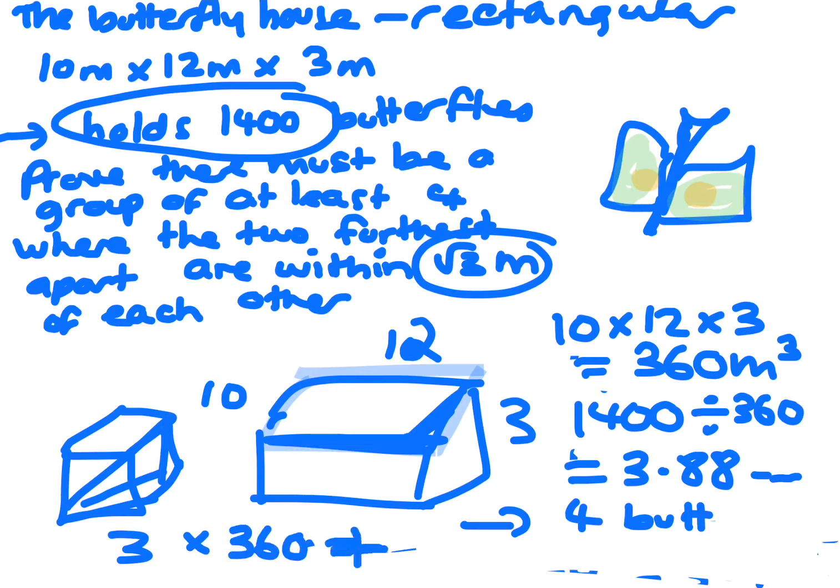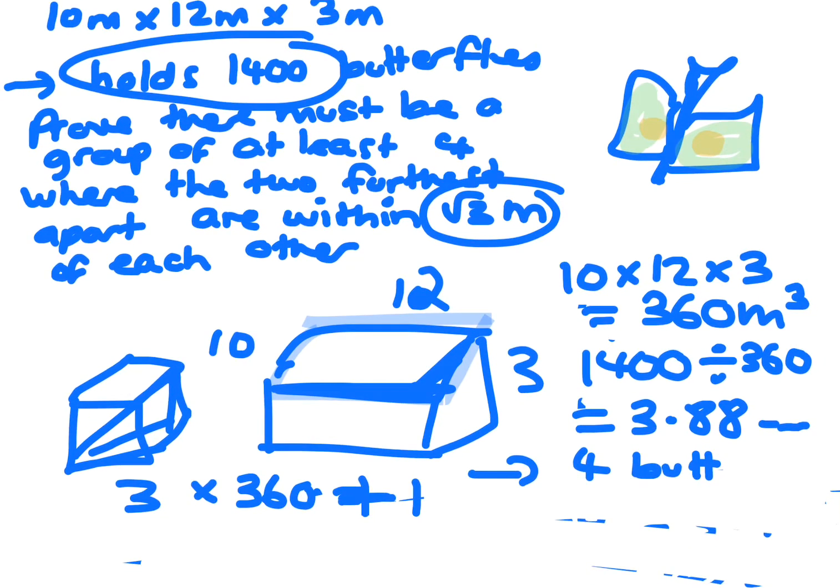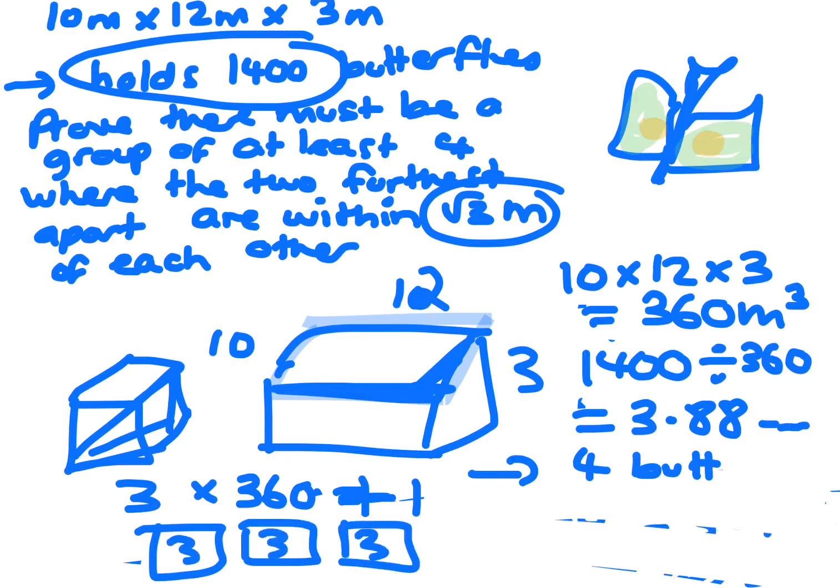And then if you add 1 more, then you can be guaranteed, see, 3 times 360 plus 1. So 3 times every cubic meter, you're going to have 4 butterflies, because in each, you got 360 cubic meters. So in each cubic meter, you're going to have 3. And then there's going to be 1 more, which will give you your guarantee that you would have 4 butterflies.